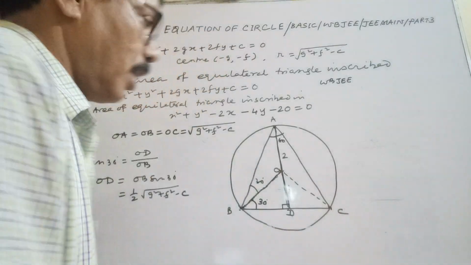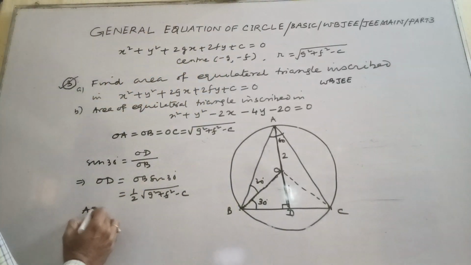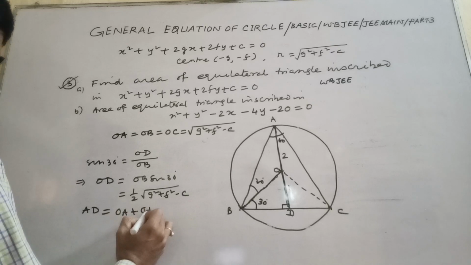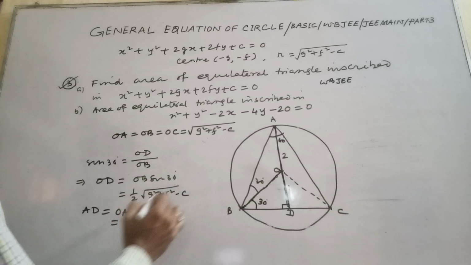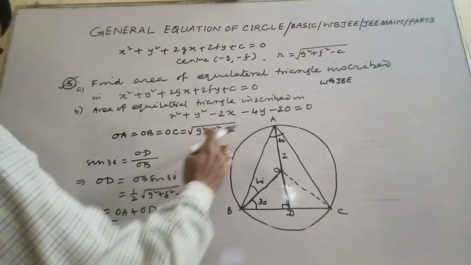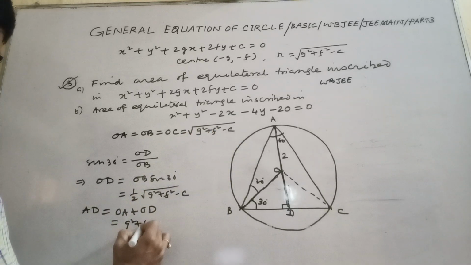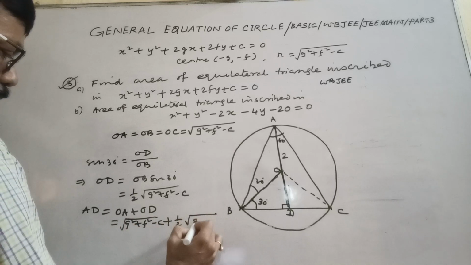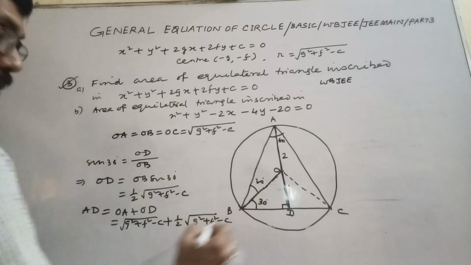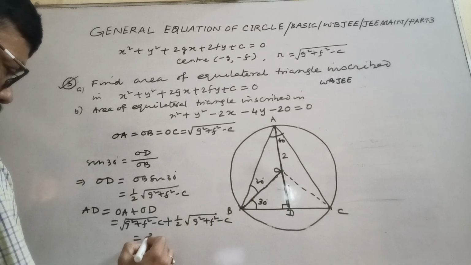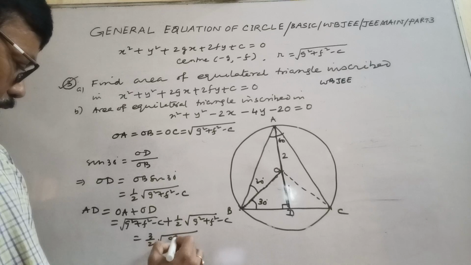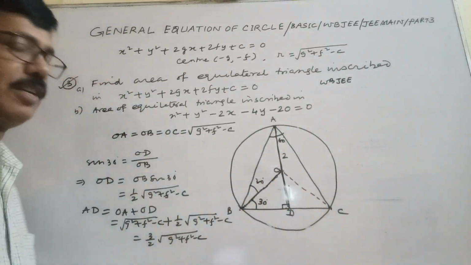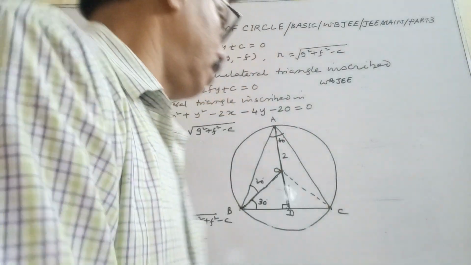Now what is the height? The height is AD. AD equals OA plus OD. OA is root over g square plus f square minus c, so we get root over g square plus f square minus c plus half of root over g square plus f square minus c. So it is 3 by 2 root over g square plus f square minus c. So we are getting the height. Now we have to find the side.